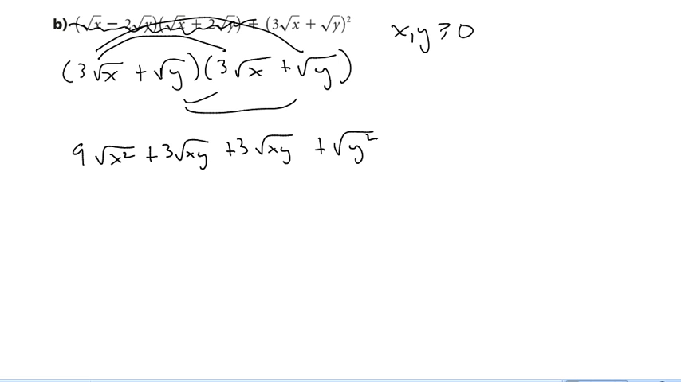Notice we don't need the absolute value here because x and y are always positive. So we'll have 9x plus 6 root xy plus y. And we're done.